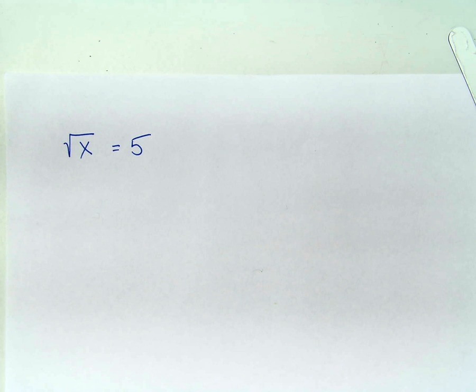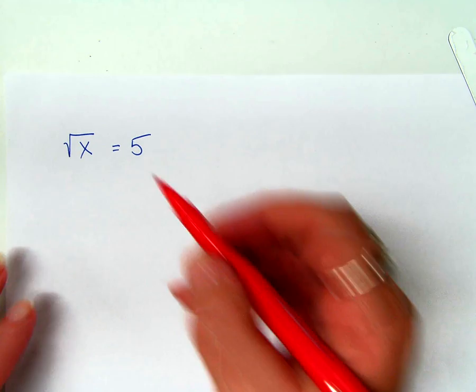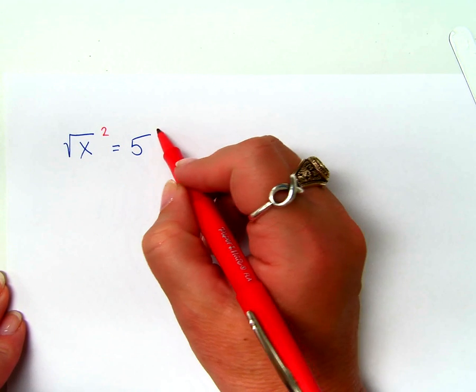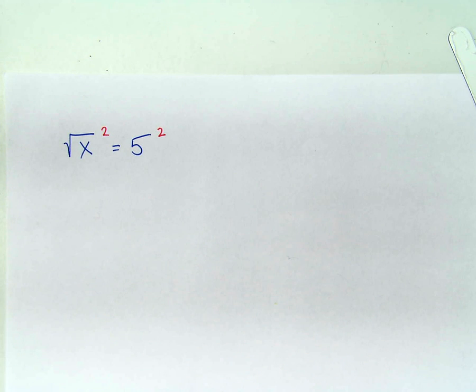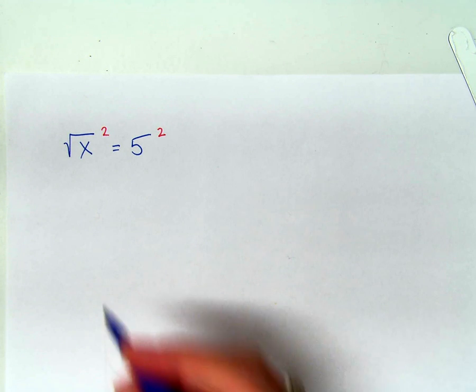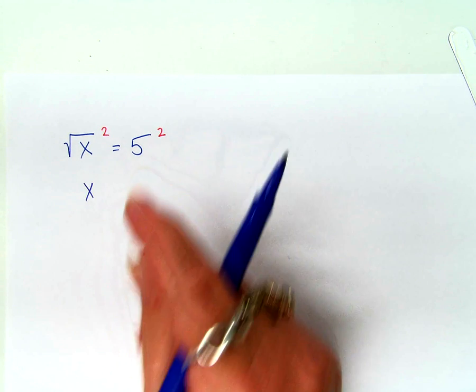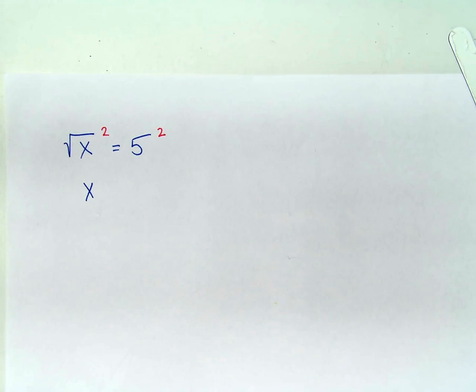I just square it? What do you mean by that? Square both sides, right? I need to square both sides of the equation. Square this side, square this side. What happens on the left side of the equation when I square it? It's just x. Okay? What happens on the right-hand side when I square it?